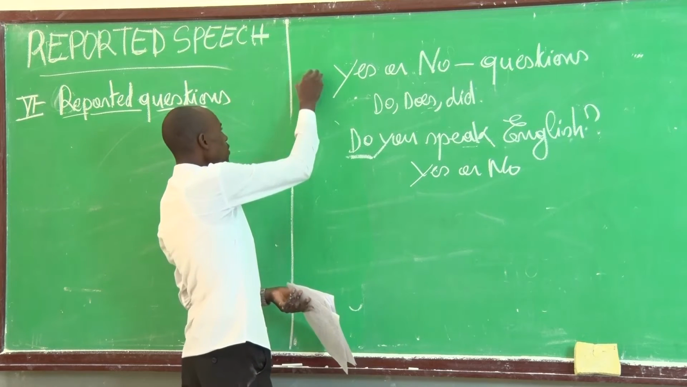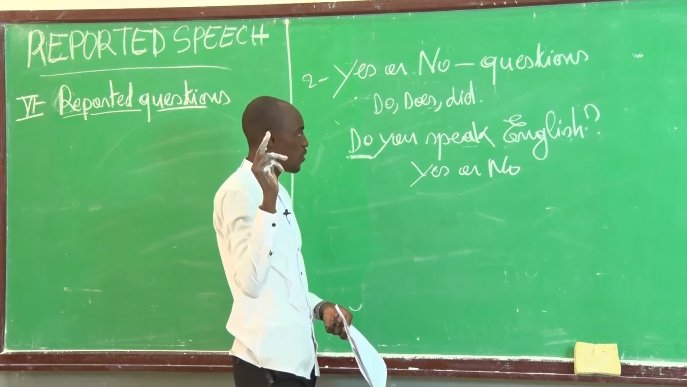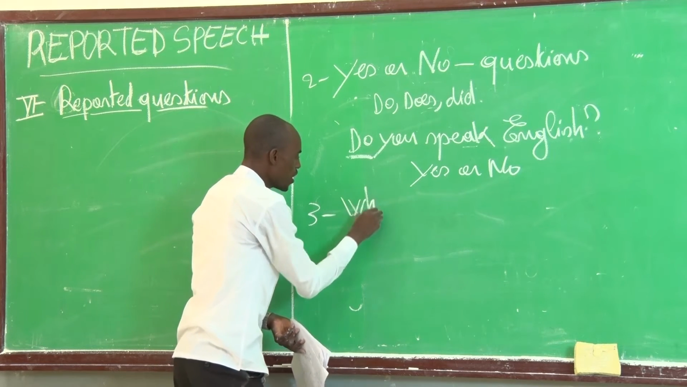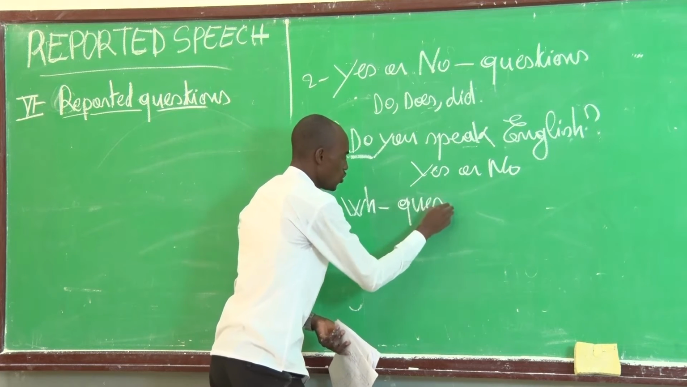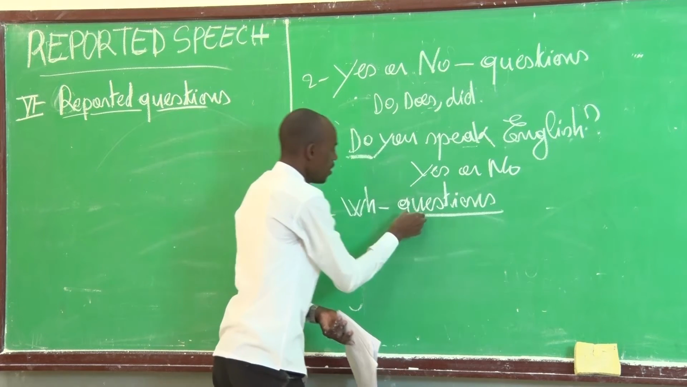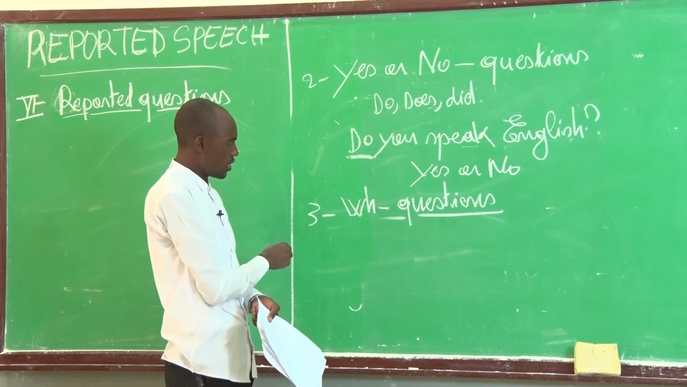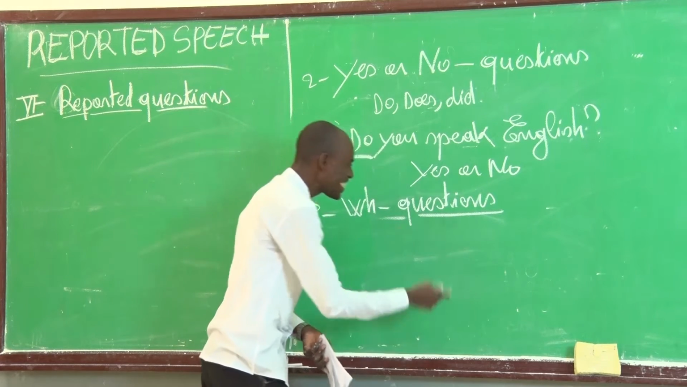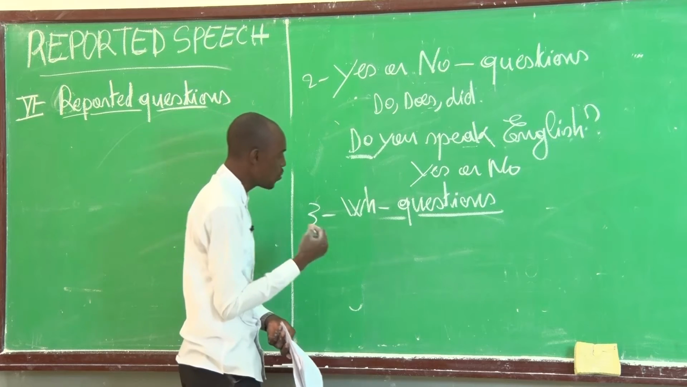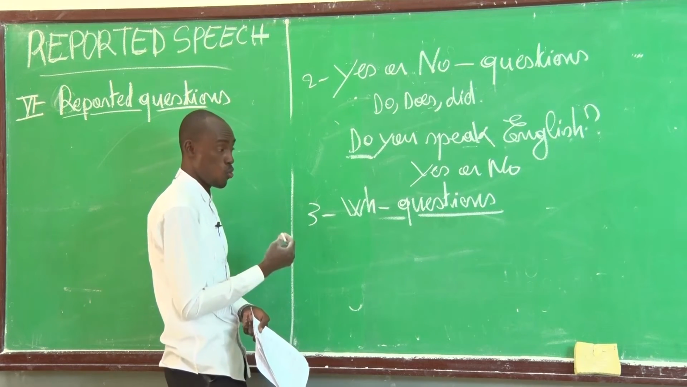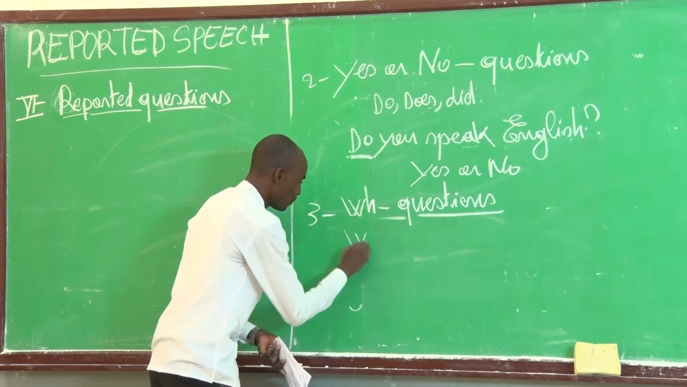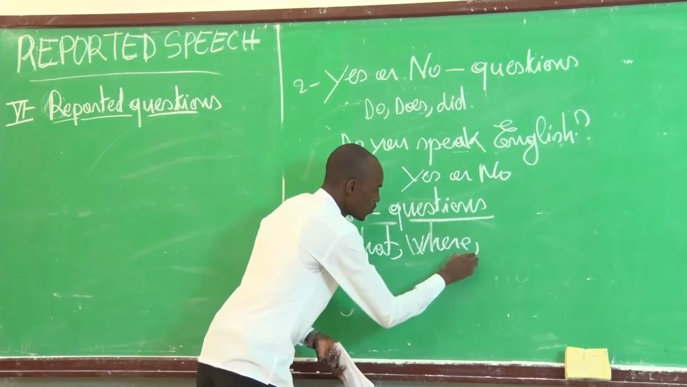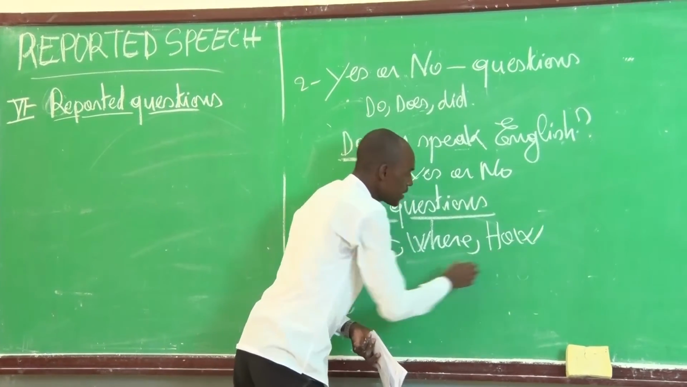And second, because we have said that there are two kinds of questions, the second one, which is the last one, is the WH question. What is a WH question? And how can we recognize a WH question? A WH question starts with an interrogative word, such as what. We have what, we have also where, we have also how.